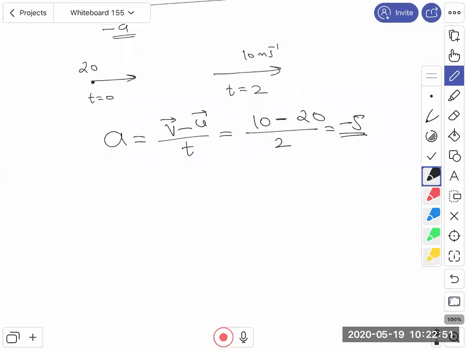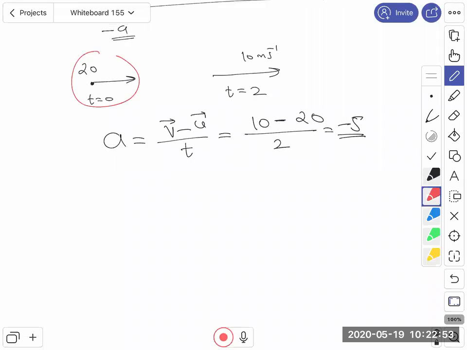So over here you can observe that about the magnitude, पहले 20 था, अभी 10 हो गया. तो magnitude कम हो रहा है along the positive direction. So the acceleration becomes negative. Or you can write it is nothing but the increasing speed along the negative direction.